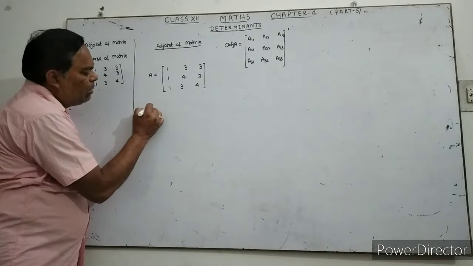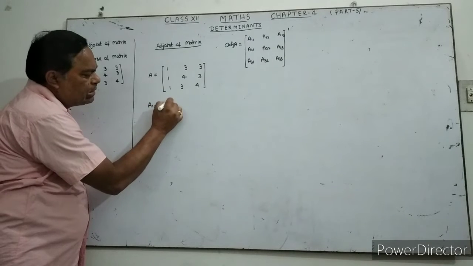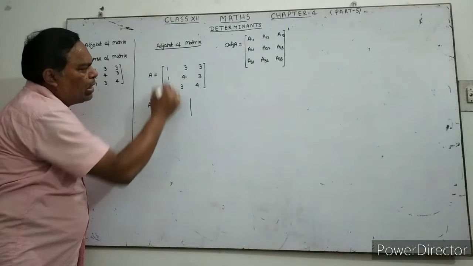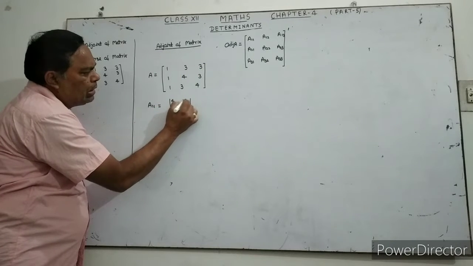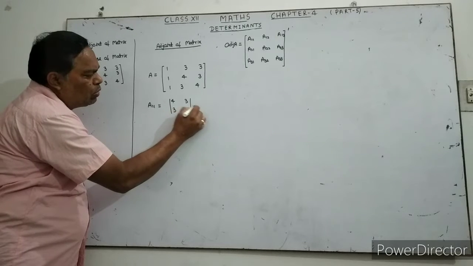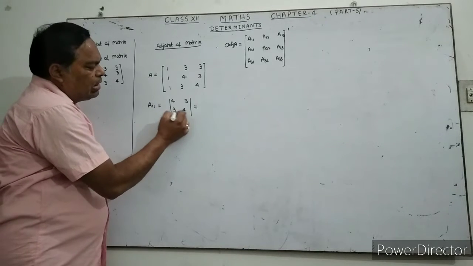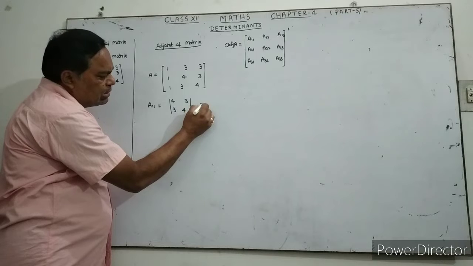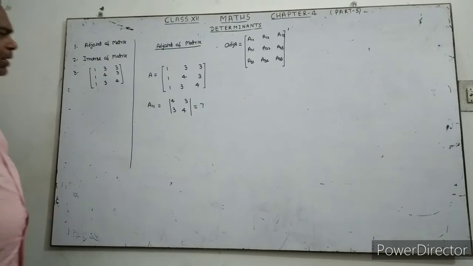A11. This is plus. You forget this row and this column. This leaves 4, 3, 3, 4, and the value is 16 minus 9, which is 7.